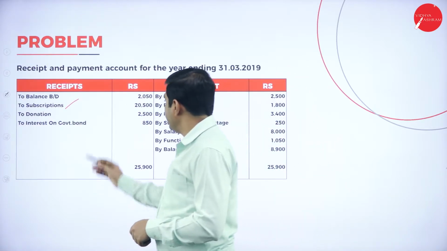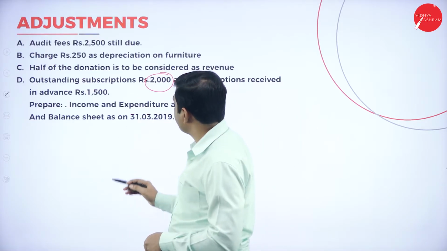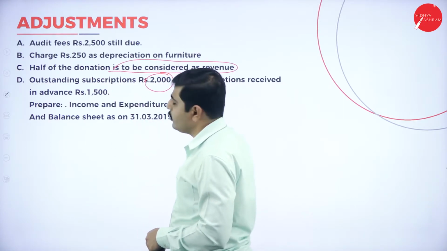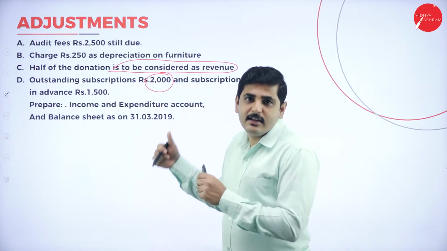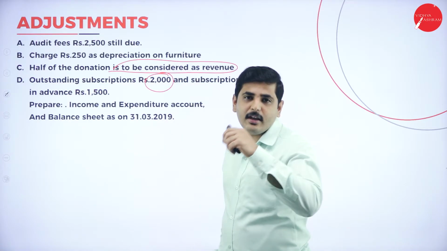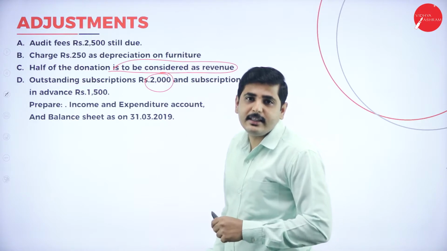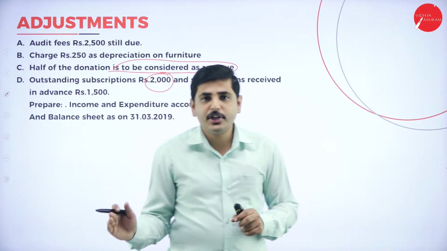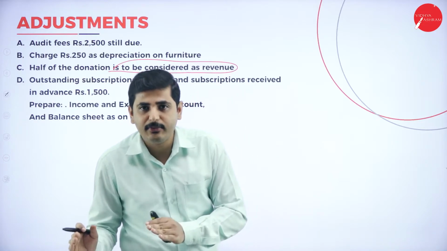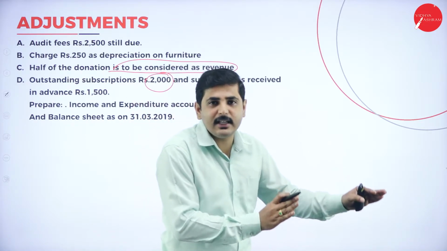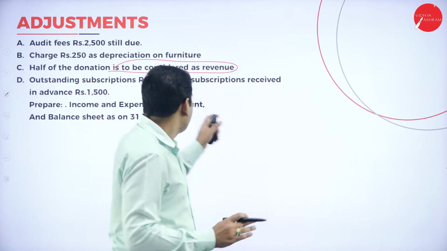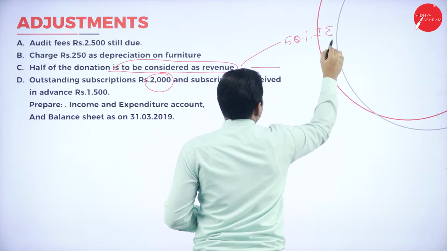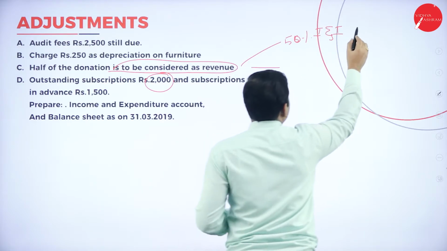Next, coming to the donation. Has he given any information regarding donation? Half of the donation to be considered as revenue. Revenue means we should show it in the income and expenditure account. Remaining half should be shown as capitalized. Remaining half of the donation should be considered as a capital fund. That means donation 50% should be shown in the income and expenditure account, in the income side.